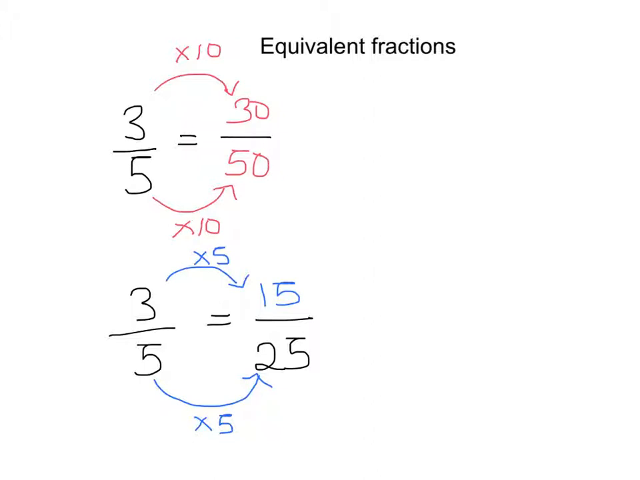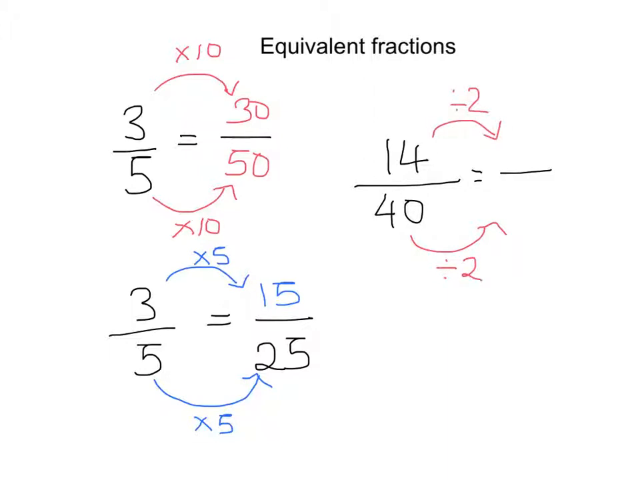So say, for instance, I had been given 14 over 40. Now there's many ways you can do this. You can look for the highest common factor of both, or you could just look for a factor you know. So say, for instance, I might look and go 14 and 40 are both even numbers, therefore I'm going to divide by 2. So if I divide the bottom by 2, I must divide the top by 2. So 14 divided by 2 is 7, and 40 divided by 2 is 20. Now, as 7 and 20 don't have any common factors, actually, we've found the simplest form.